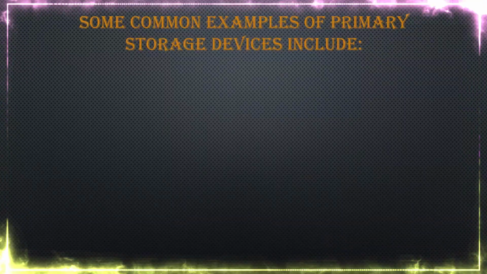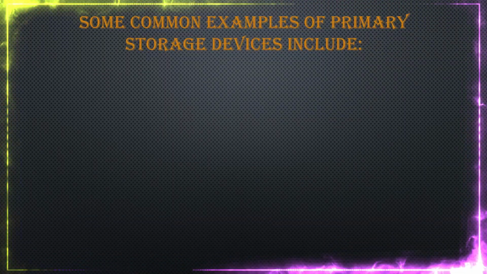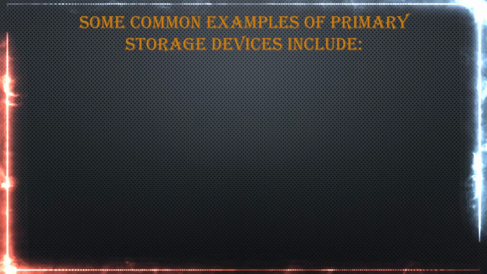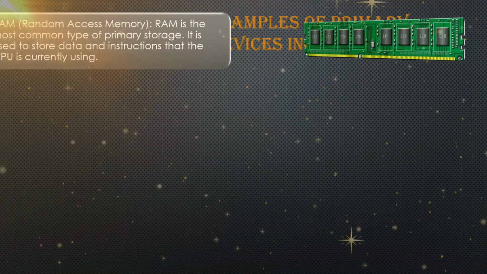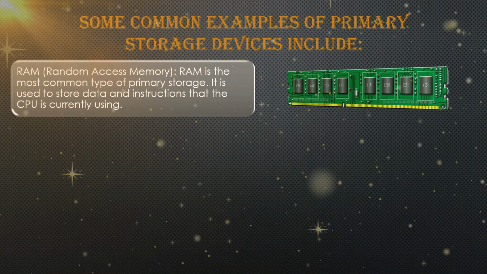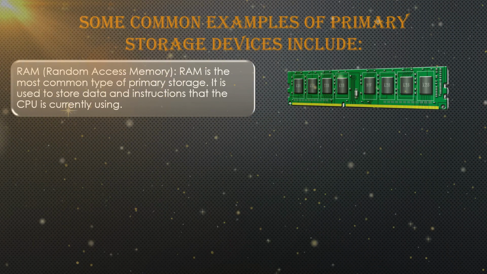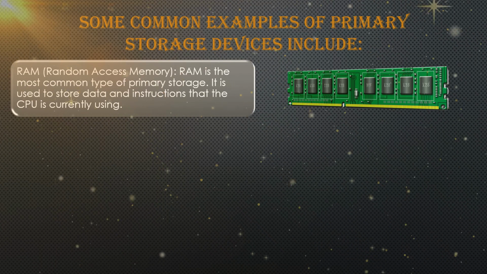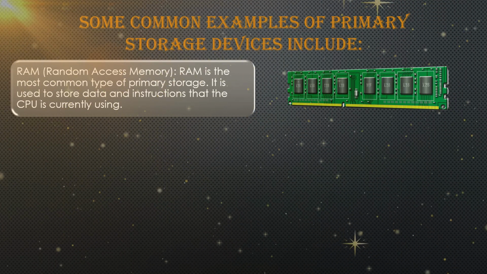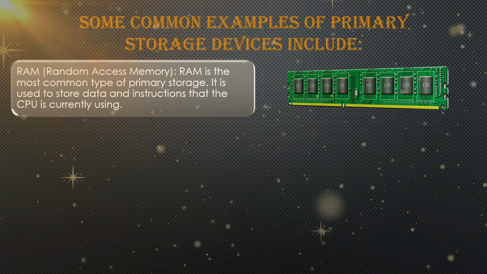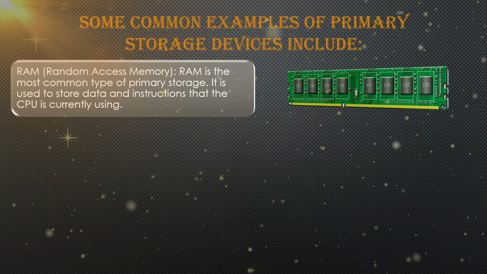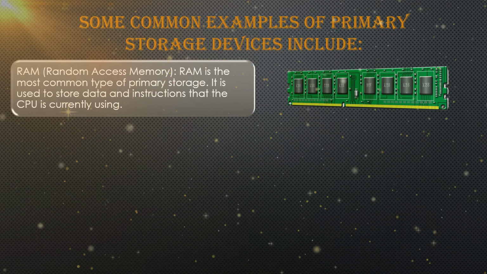Some common examples of primary storage devices include RAM. Random access memory, RAM, is the most common type of primary storage. It is used to store data and instructions that the CPU is currently using.